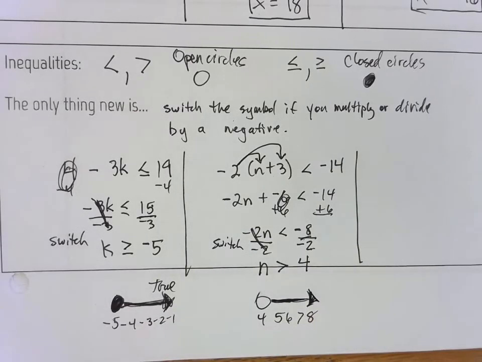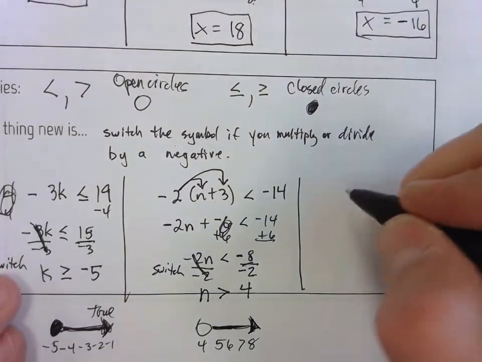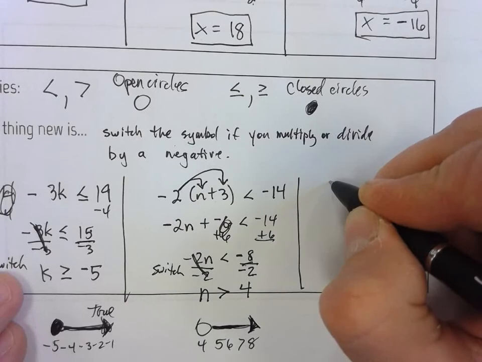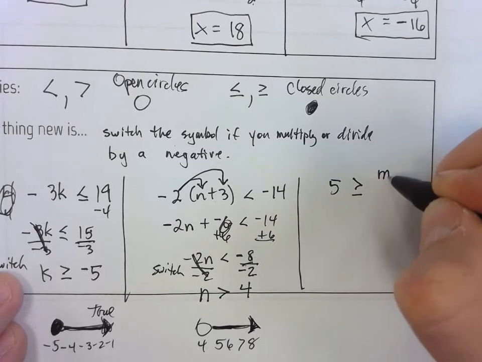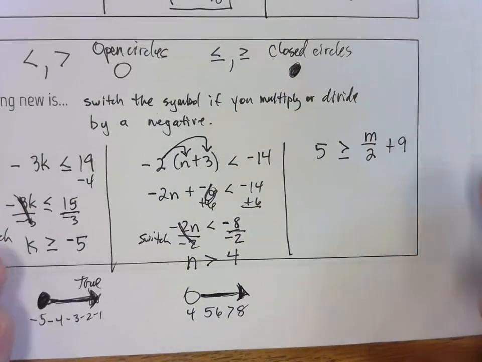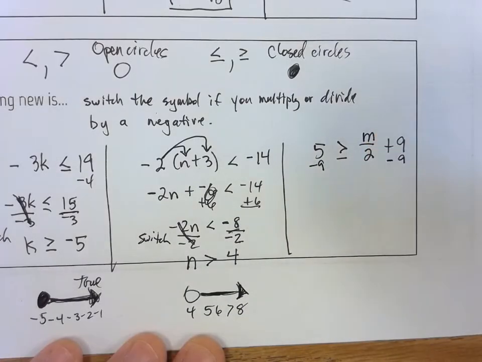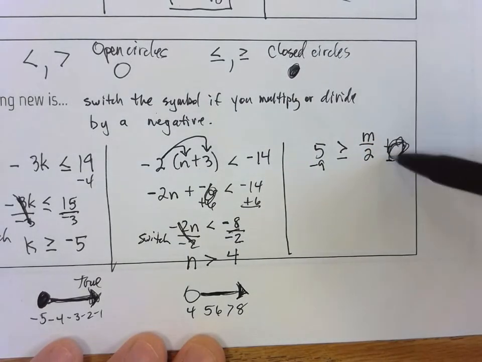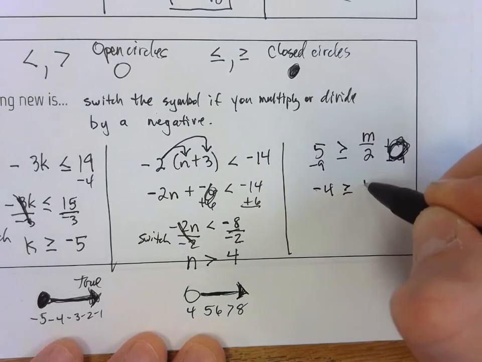All right. Final questions real fast here. We got one that's going to have a backwards setup. We're going to do it this way. So let's say we've got 5 is greater than or equal to m divided by 2 plus 9. Okay? So on these problems, we'll talk about it when we get down to the bottom, but you want to swing it around and put, that's my constant, okay? Want to get rid of the constant first. 5 minus 9 gives me negative 4 is greater than or equal to m divided by 2.